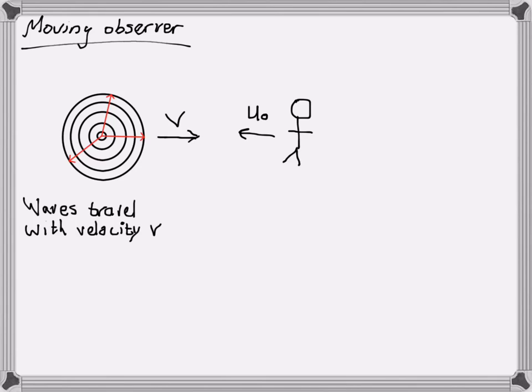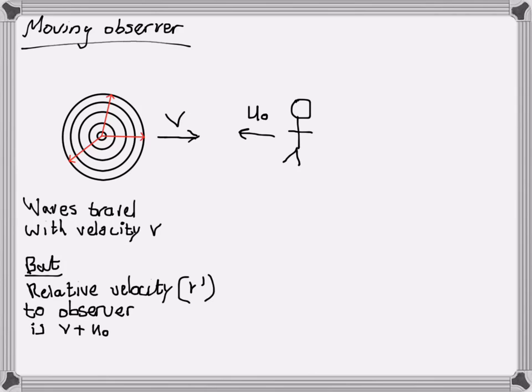So although the waves are traveling at some velocity v, the relative velocity, which we're going to call v prime, in other words the apparent velocity of the wave to the observer, is v plus uo. So we can say v prime is equal to v plus uo, and it's the frequency I'm interested in calculating, so I'm going to substitute v prime for lambda times f prime.